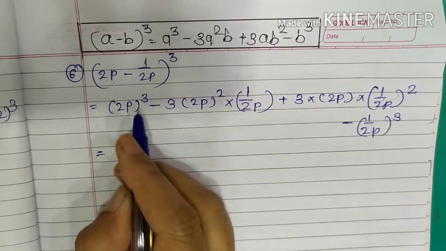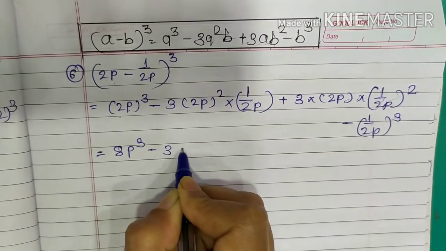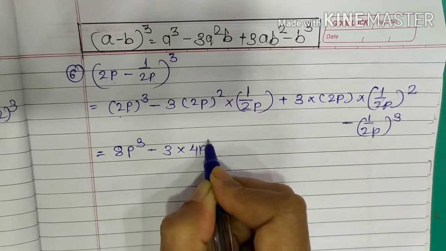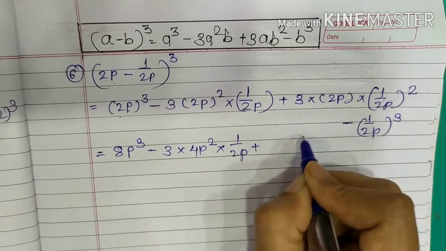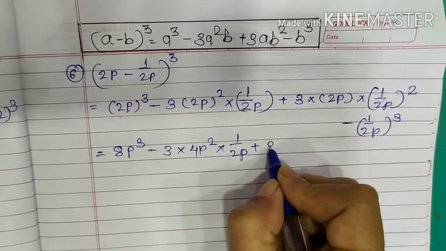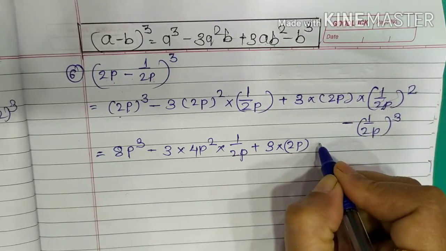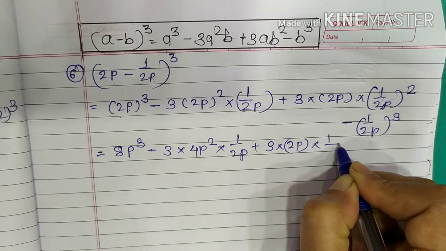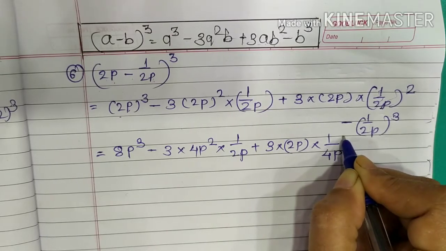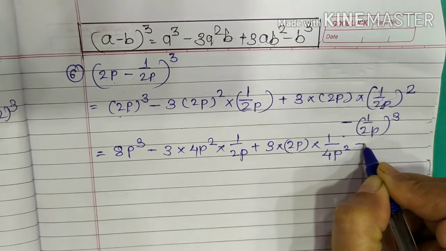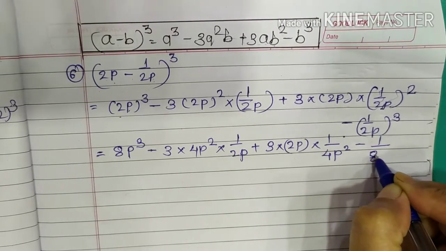In the next step, 2p cube, cube of 2, that is 8p cube, minus 3 into square of 2, 4p square, into 1 upon 2p, plus 3 into 2p into 1 upon 2p square, that is 1, square of 1 is 1, 4p square, minus 1 upon cube of 2, the 8p cube.